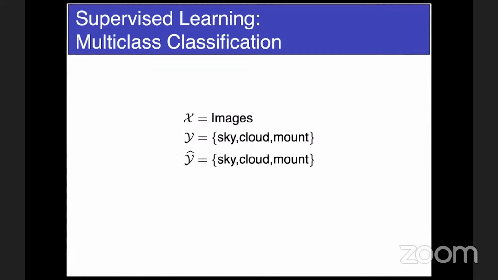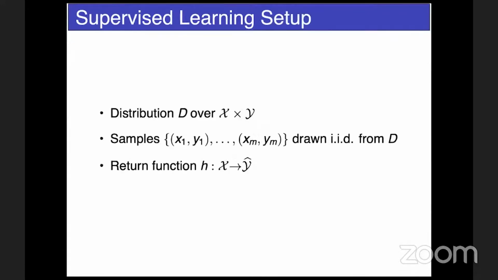In this case, we'll ignore the notation so much, but you can immediately see what's happening here. The instance spaces are the images, and the set of classes or the set of labels that you see on the images correspond to sky, cloud, and mountain, and the set of predictions that you make are also sky, cloud, and mountain. So that's y and y hat. You'll see the difference between y and y hat soon, but for now, we can see what these x, y, and y hat mean.